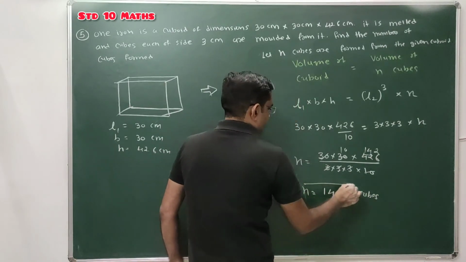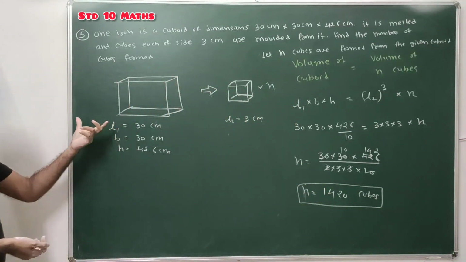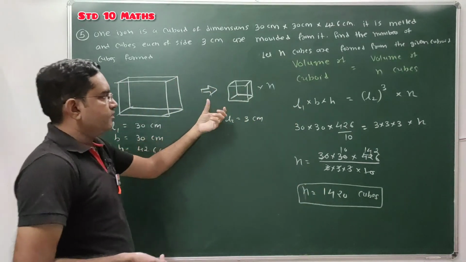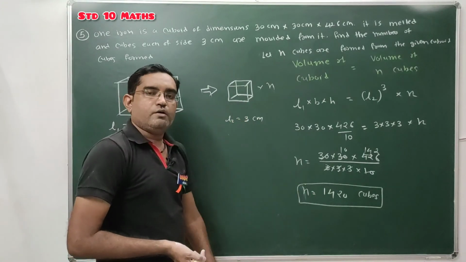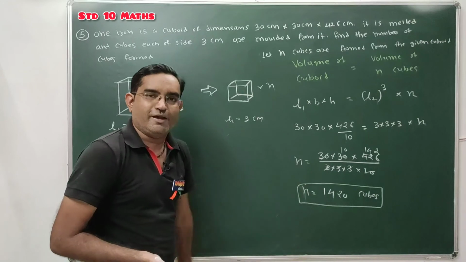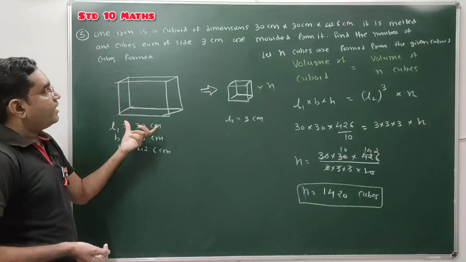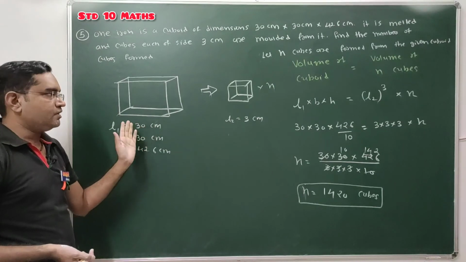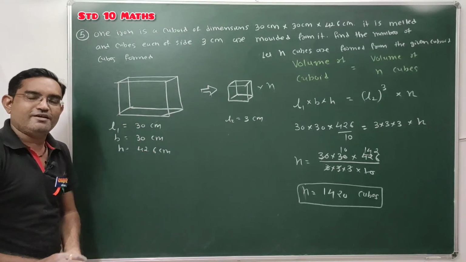small cubes. From the large one cuboid we can convert into small cubes. How many small cubes? 1420 cubes can be formed from this given one iron cuboid. Conversion of volume. Clear students? Pause the video and note it down.